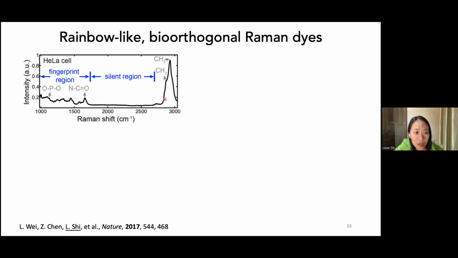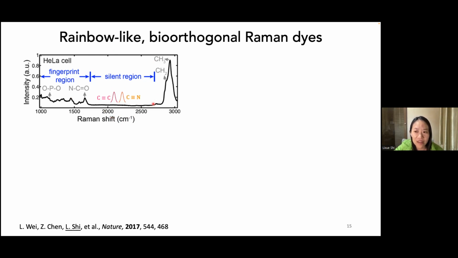So compared to the fingerprint region, a spectrally cell-silent window where no endogenous biomolecule vibrates will become more attractive for probe design. We also call this the bioorthogonal window. Some triple bonds like nitrile and alkyne usually vibrate at this region.